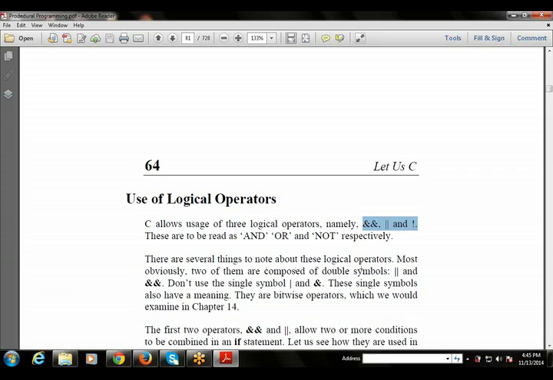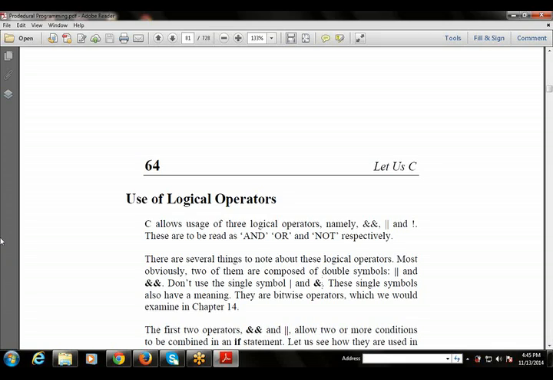There are several things to note about these logical operators. Most obviously, 2 of them are composed of double symbols. Don't use the single symbol, because the single symbol has a different meaning. If I think only a single symbol is used by mistake and doubles are used, no, that does not make sense. Why? Because the single operators are relational operators, not logical operators, and the double symbols are the logical operators.